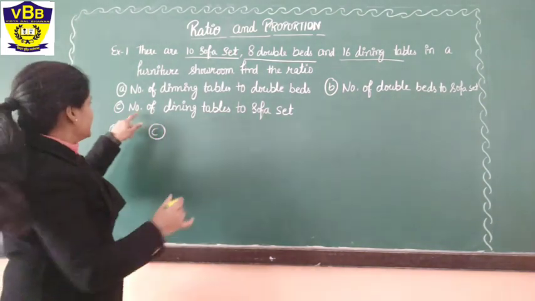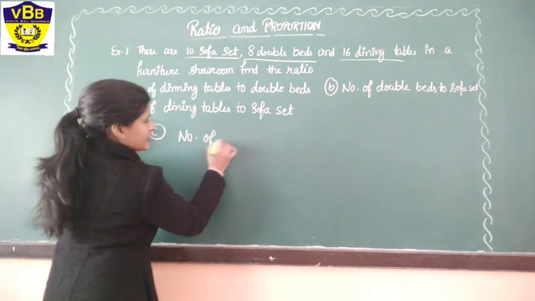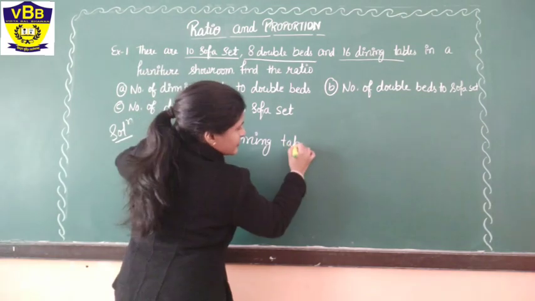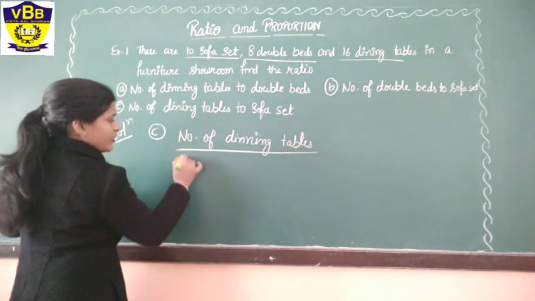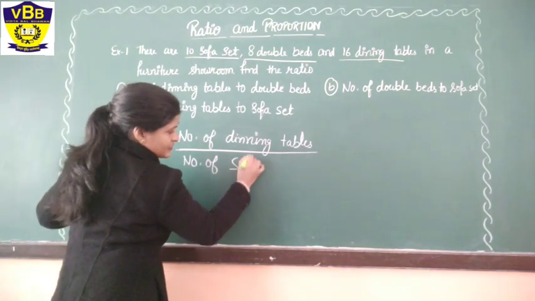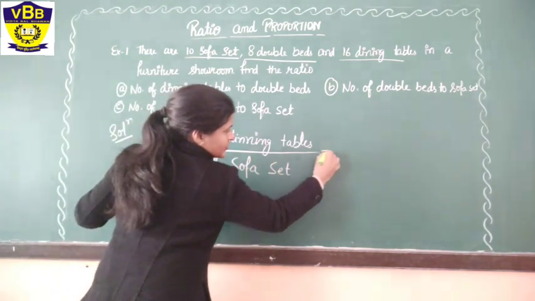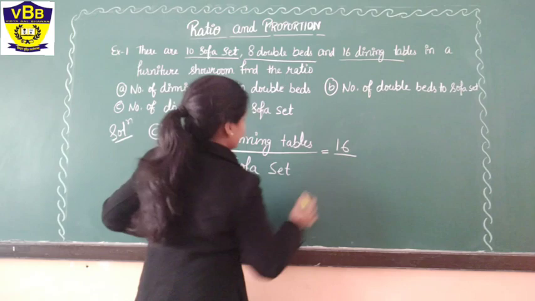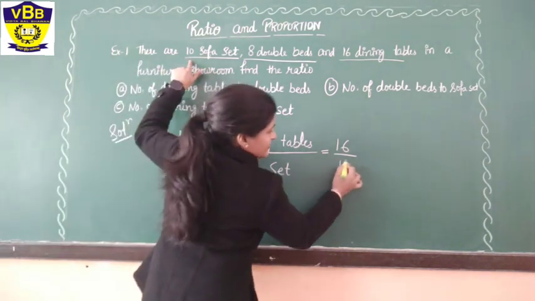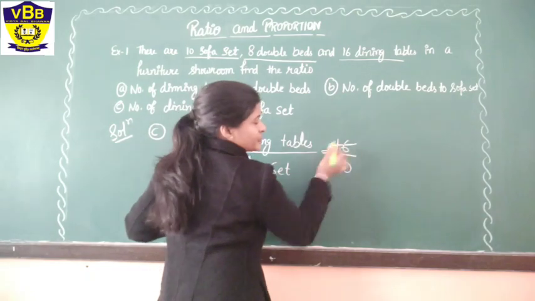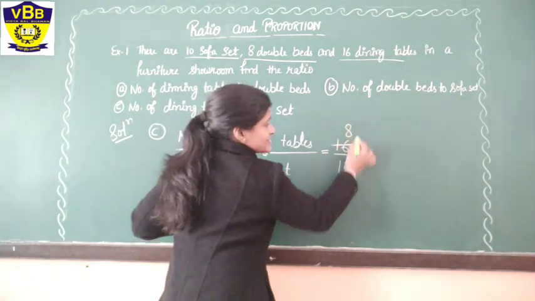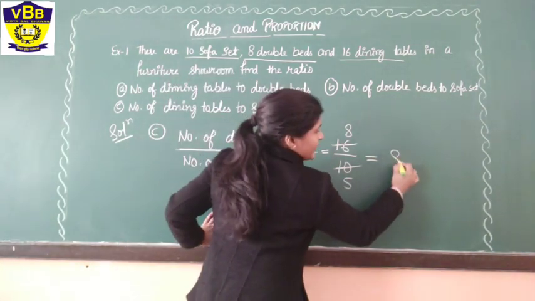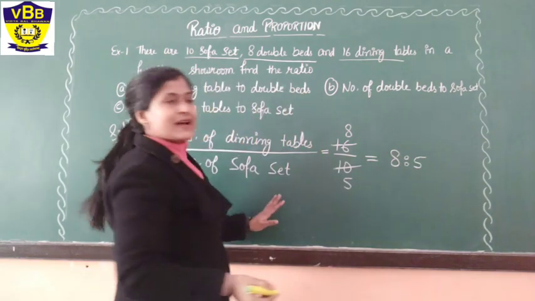C part is number of dining tables upon number of sofa sets. Number of dining tables, that is 16, upon sofa sets, that is 10. Okay beta. Now convert it into simplest form. 2 8s are 16, 2 5s are 10. Now we can change it into ratio: 8 ratio 5. These are the ratios now.